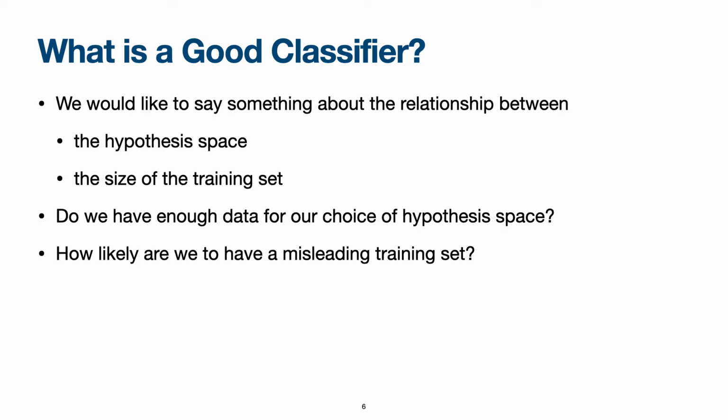That is, is the size of the data set that we've been given a good match for the complexity of our hypothesis space? That can help us make sure that we have enough data given the hypothesis space that we're choosing. That can also allow us to make sure that we're unlikely to end up with a misleading data set. The theory that can allow us to formalize these ideas and prove something about the learning process is PAC learnability.